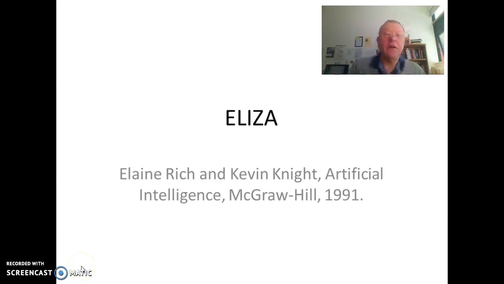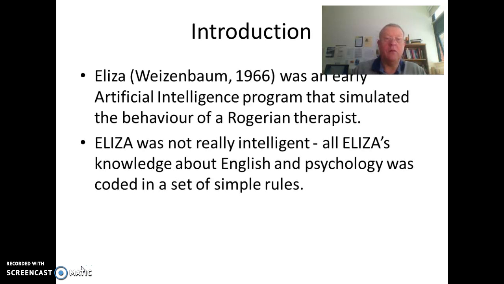Eliza. These notes come from the book Artificial Intelligence by Elaine Rich and Kevin Knight. Eliza, developed by Weizenbaum in 1966, was an early artificial intelligence program that simulated the behavior of a Rogerian therapist. Eliza was not really intelligent. All Eliza's knowledge about English and psychology was coded in a set of simple rules.